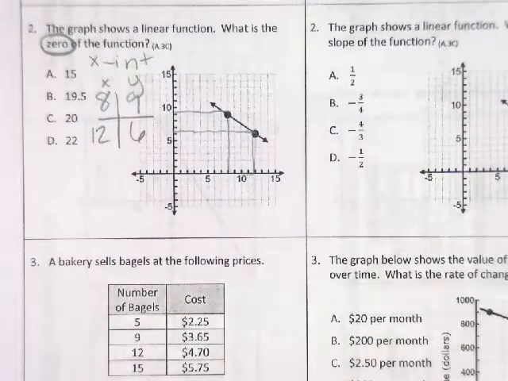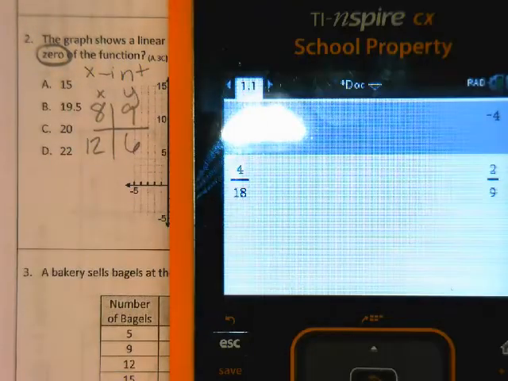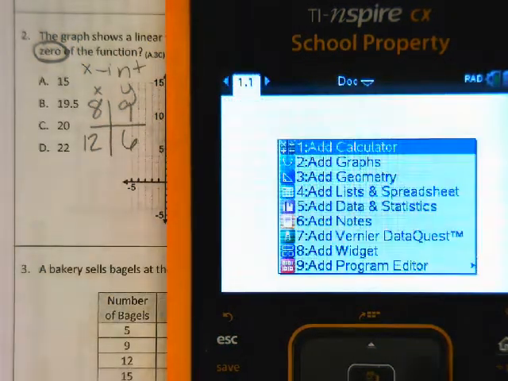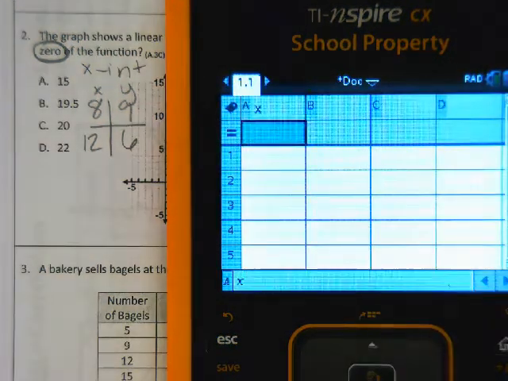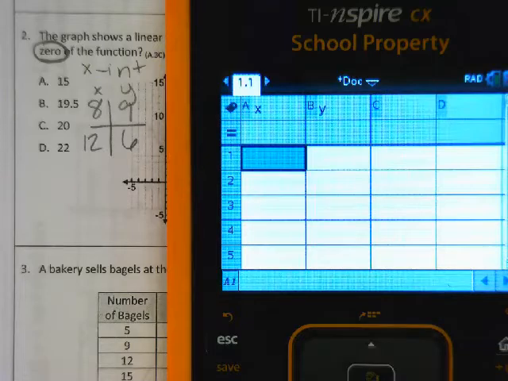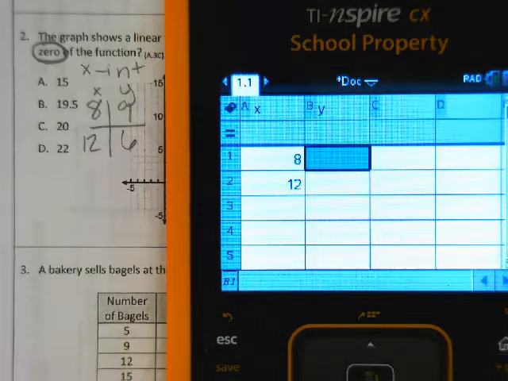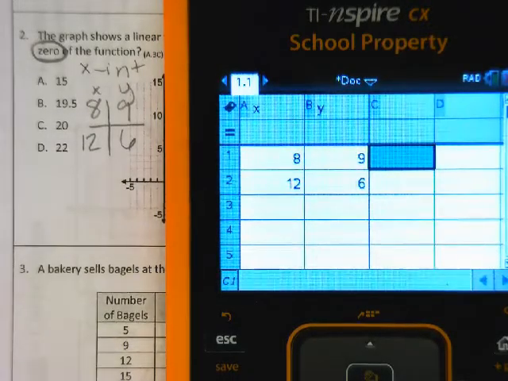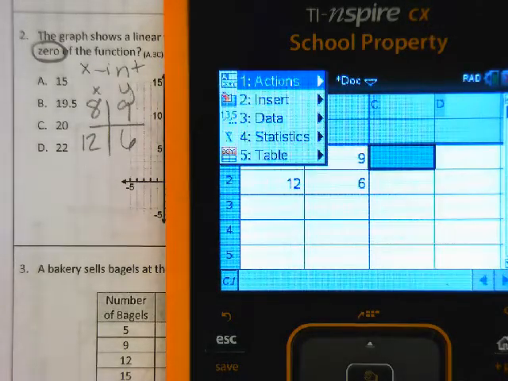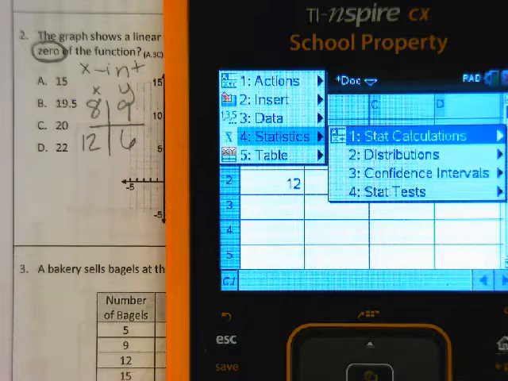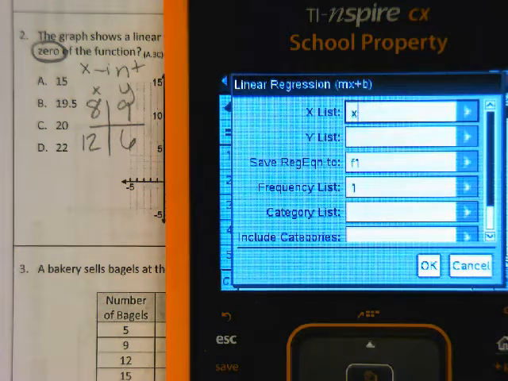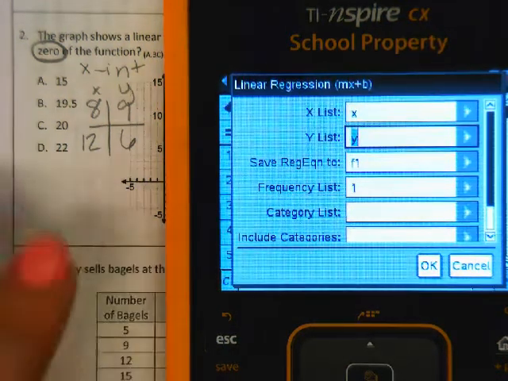So if we're going to go to list and spreadsheets, make sure you put your X and your Y in the top. And then what do we do? This is a linear, so what do we do from cell C1? Menu what? 4, 1. Which one of these is linear? 3. X and Y. You guys have become very, very good at this.